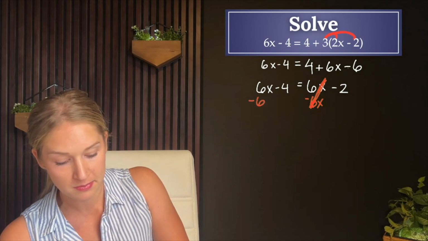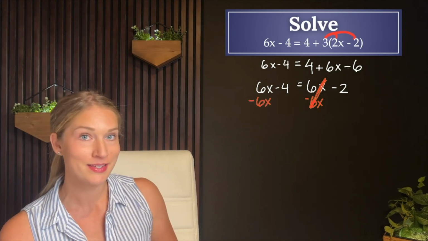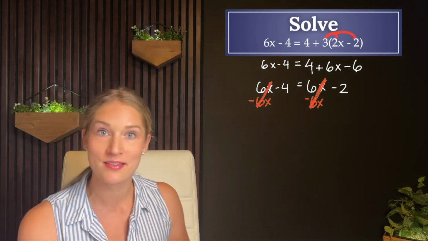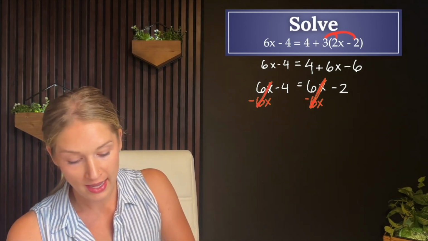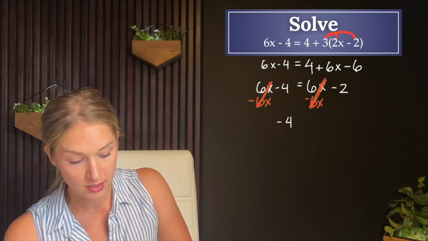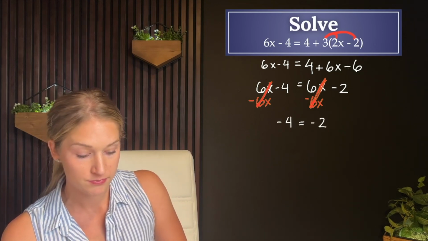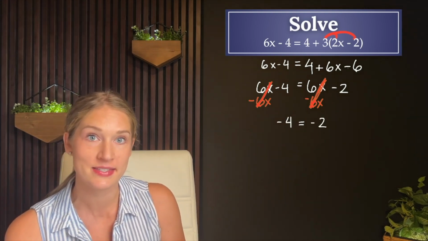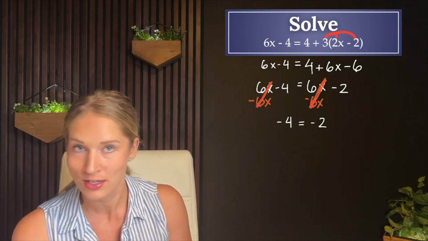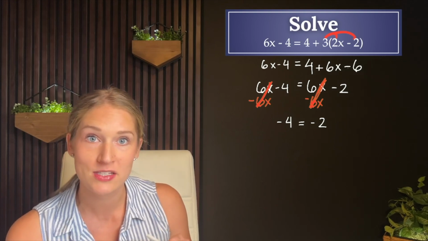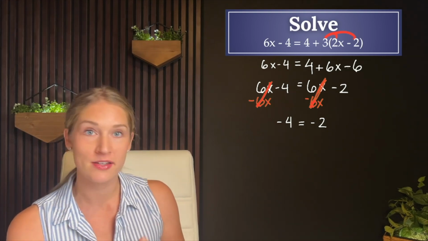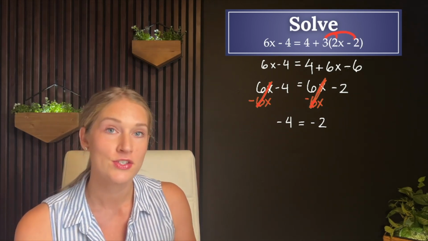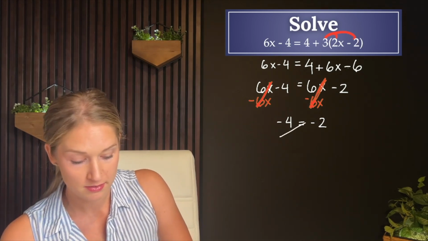I have to do the same thing to the left, and what you'll notice is that I have 6x minus 6x, which means there's no more x's on the left-hand side either. What I have on the left is just negative 4, and on the right I have a negative 2. So we're stuck with something that says that negative 4 is the same as negative 2. That's not true. If someone takes $4 from you, and then someone else takes $2 from you, that is not the same thing. That is totally different. So this is not a true statement.